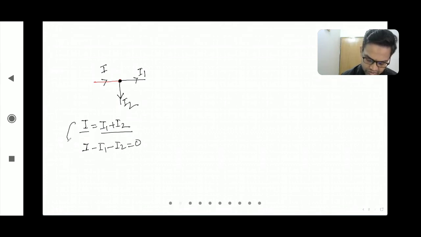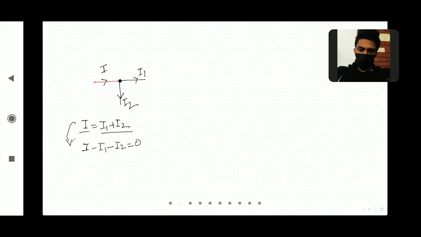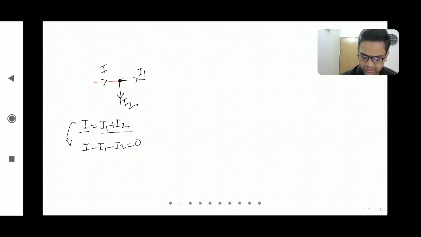We can write this equation in this way, right? In any junction here, let's say this is a junction, the total amount of current is actually 0. That's why I1 minus I2 equals 0, because these have different signs: one current is incoming and I1 and I2 are outgoing. That's why they are different.